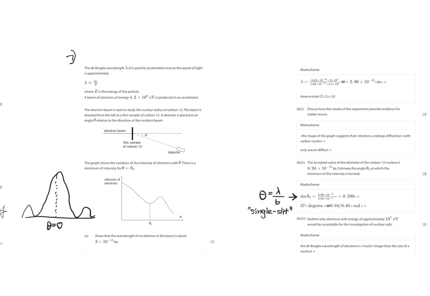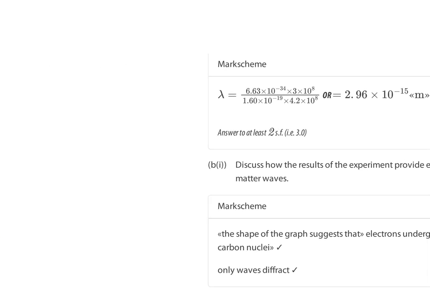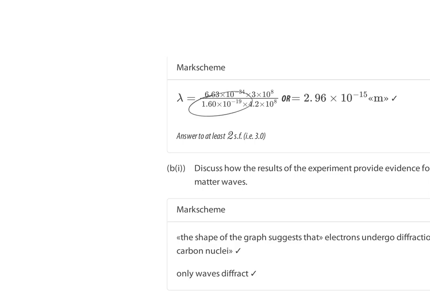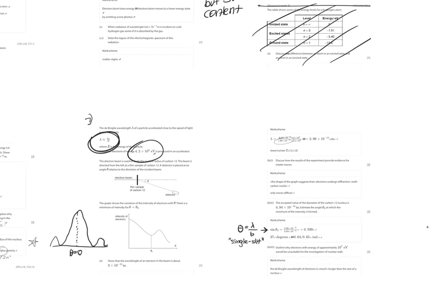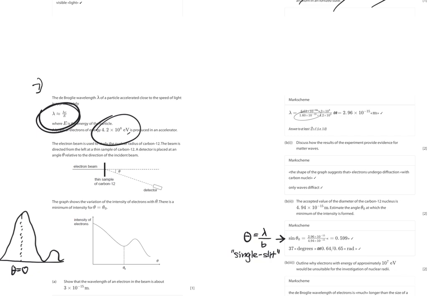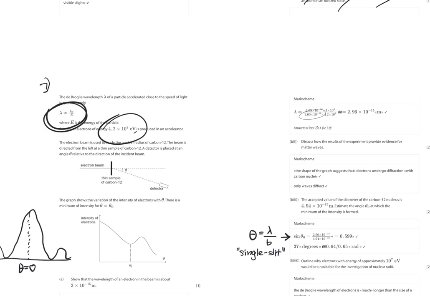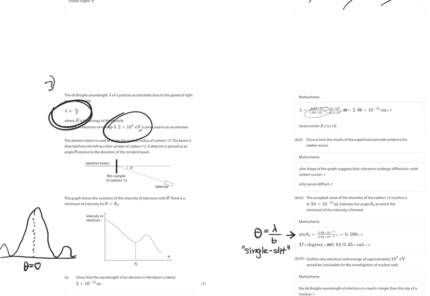And so 7a says show wavelength is 3 times 10 to negative 15 meters. Basically you just wind up using this equation that they gave you. We have h, we have c, we have the energy in electron volts that you convert to joules to get the correct units for using h, and you wind up with 2.96 times 10 to the negative 15 meters, and that's going to be relevant later, but that's the wavelength. Okay, great.